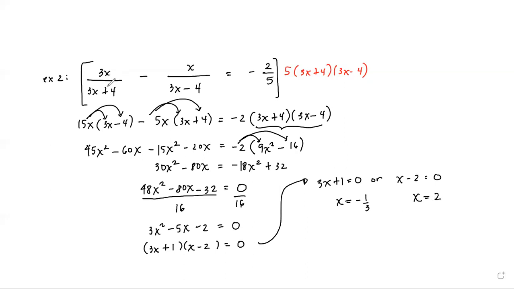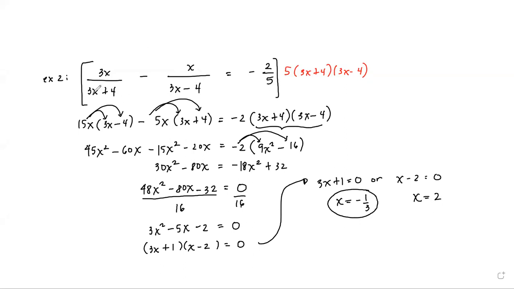So again, since the denominator of the original equation has variables, then we have to make sure that these denominators will not become 0. So we're going to try to substitute the x values that we got. So 3 times negative 1/3 is negative 1 plus 4 is 3. So it's not 0. That's good. And then also if we substitute negative 1/3 here, 3 times negative 1/3 is negative 1 minus 4. It's negative 5. So that's also good. So which means that x equals negative 1/3 is a solution to this equation.